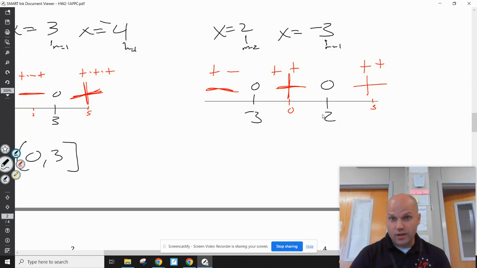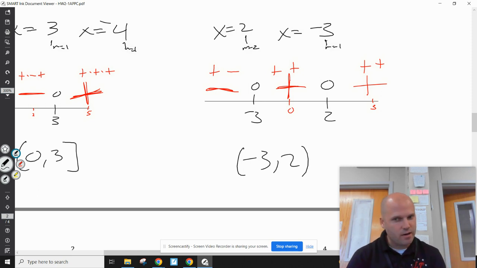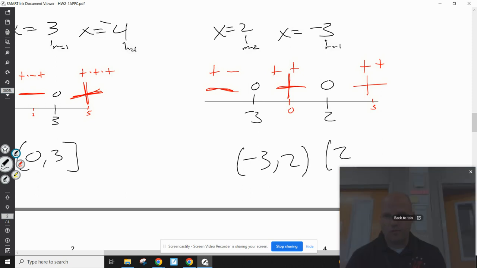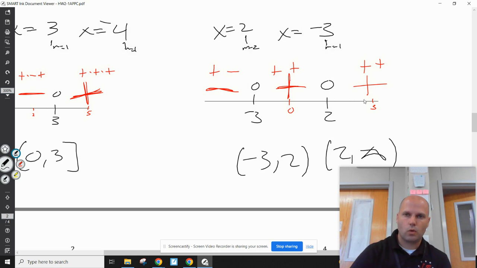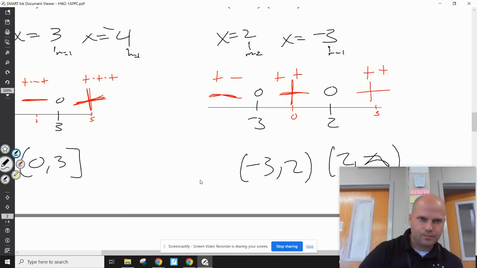When are we greater than 0? Well, we're greater than 0 from negative 3 to 2. We are not greater than 0 at 2. We are greater than 0 from 2 to infinity. Cool. Now, what do we notice? What we're going to use in the future.